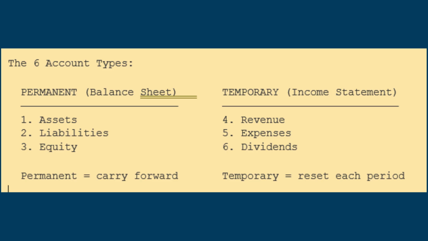The first three, assets, liabilities, and equity, are permanent accounts. They carry their balances forward indefinitely. The last three, revenue, expenses, and dividends, are temporary. They get reset to zero at the end of every accounting period. We will come back to that in step 8.